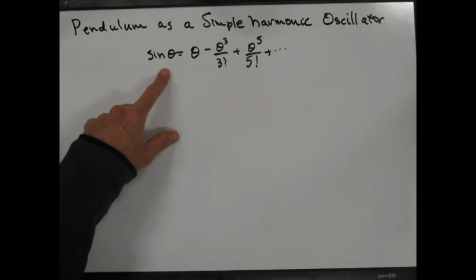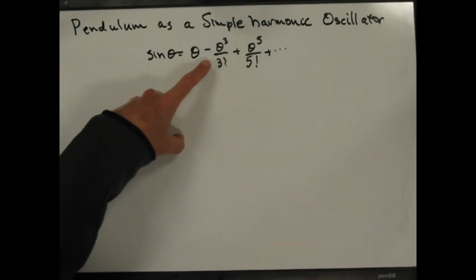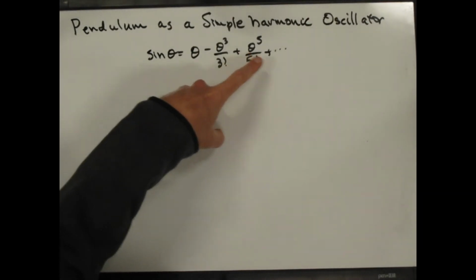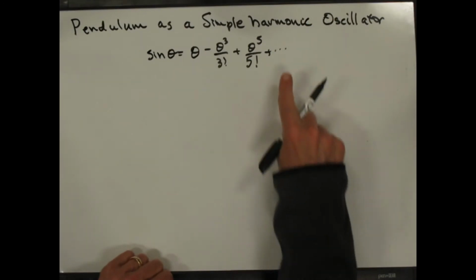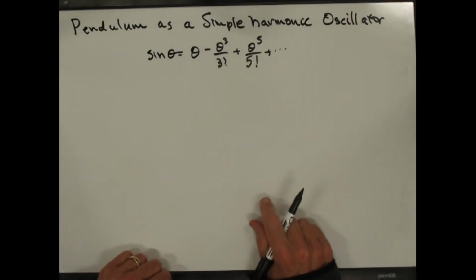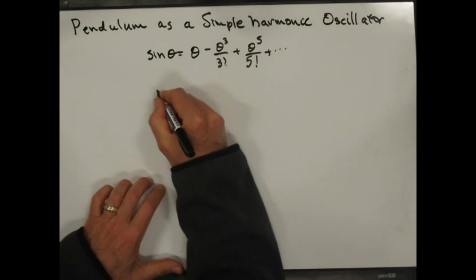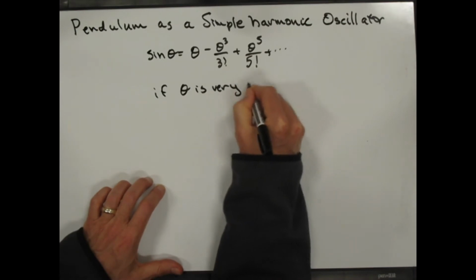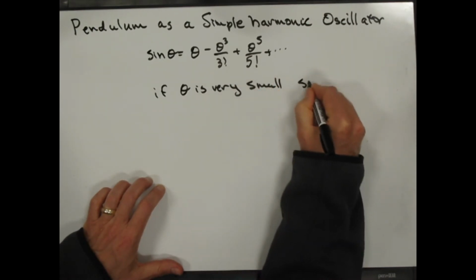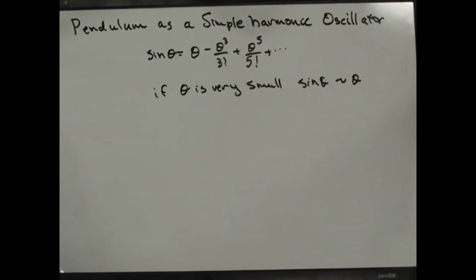If you do a series expansion on sine of theta, which you probably saw in a math class at some point, it can be approximated by theta minus theta cubed over 3 factorial plus theta to the 5th over 5 factorial, and so on, as you go up the line. You can have an infinite number of those until you get it exactly, or as accurately as you want. And so if theta is very small, sine theta is approximately theta.